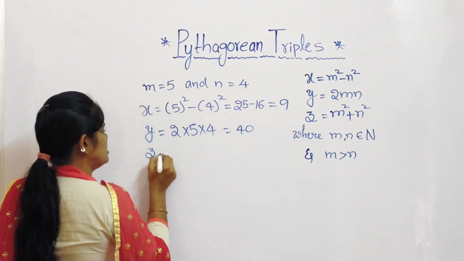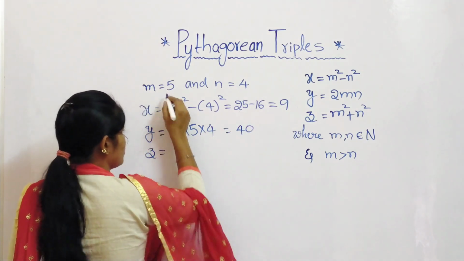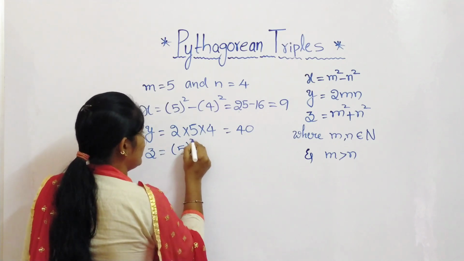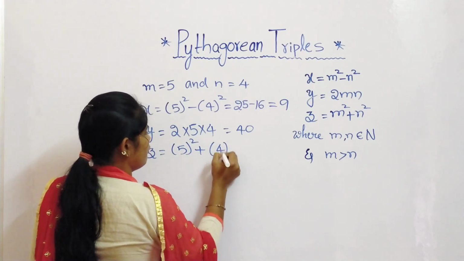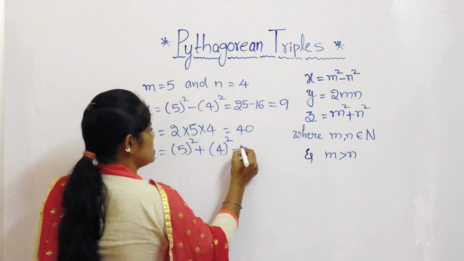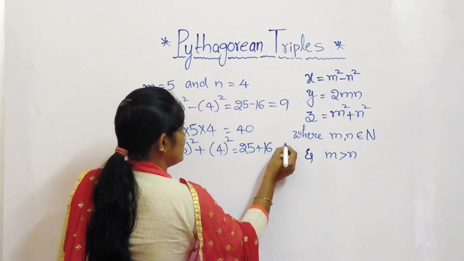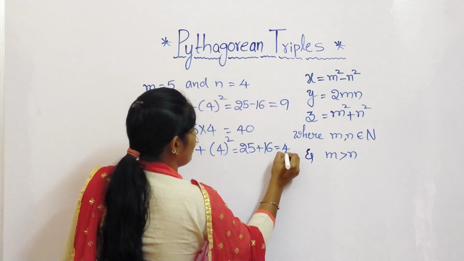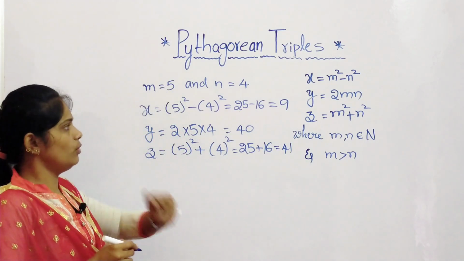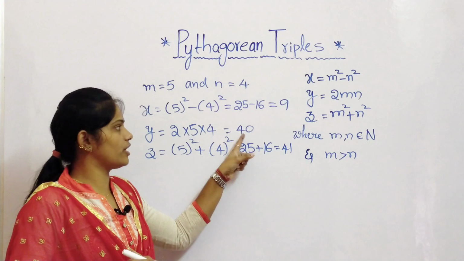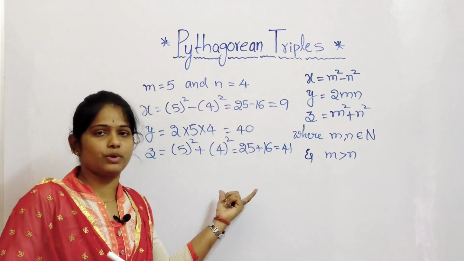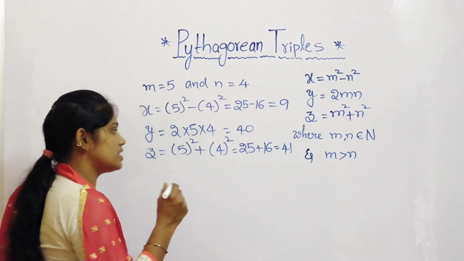Next z is equal to m square plus n square. So m square is 5 square plus n square is 4 square. So 5 square is 25 plus 4 square is 16. 25 plus 16 is equal to 41. So now let us verify our values 9, 40 and 41 with the condition x square plus y square is equal to z square.